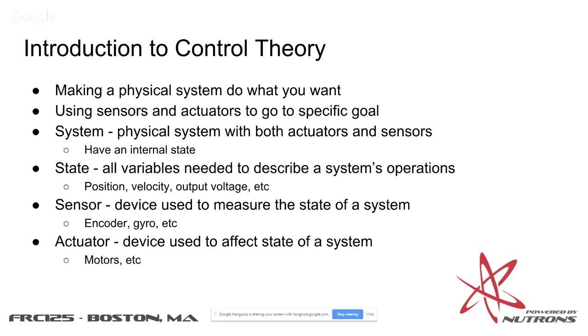A sensor is a device that's used to measure the state of a system. These are the same things that we covered earlier, such as the encoder, gyro, whatever sensors you may use that can describe this system. And then your actuator is the actual device that is used to affect the state of the system. So it's something like a motor or a servo.